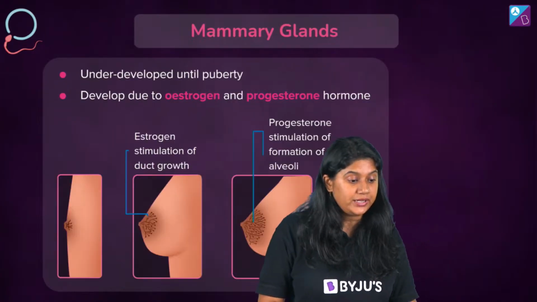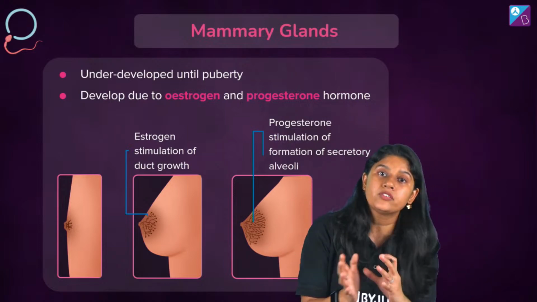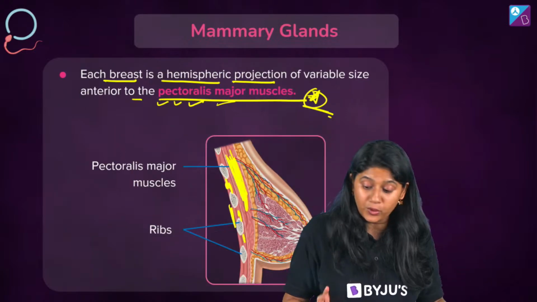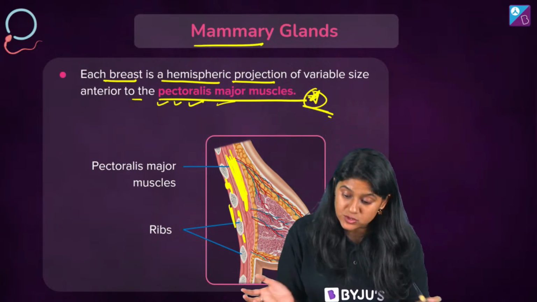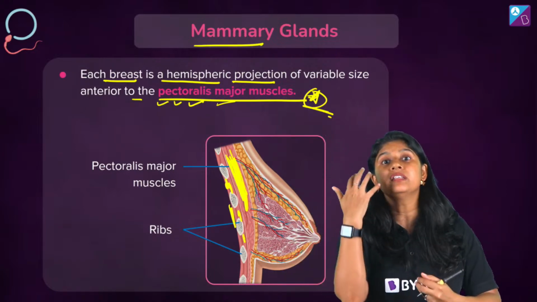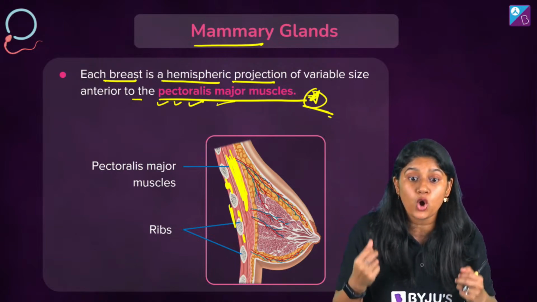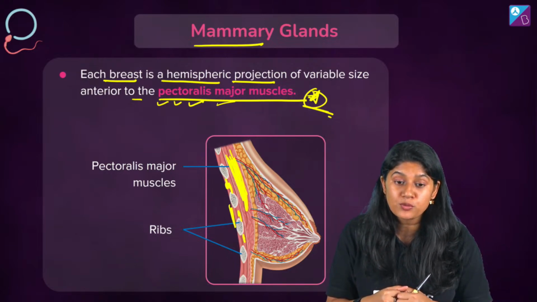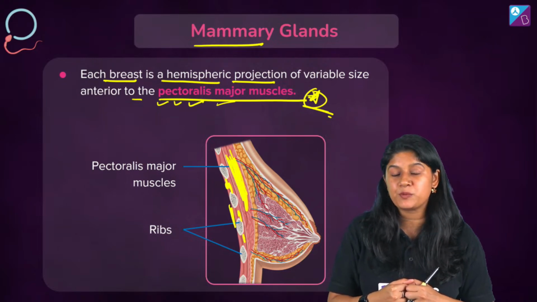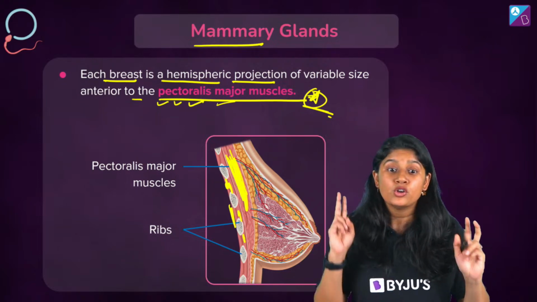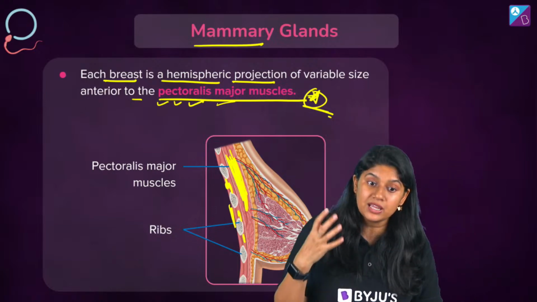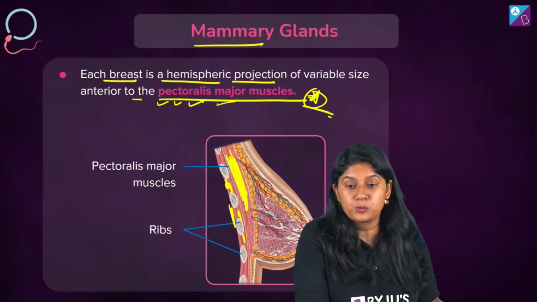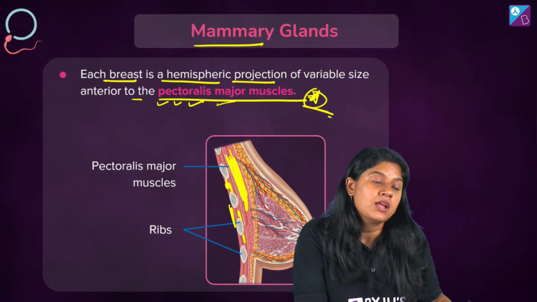We're talking about this, right? Now let's understand how the development happens. There's one very important thing for all of us to remember: the development of the mammary glands begins only after puberty under the influence of two very important hormones. What are those two hormones? In the female reproductive system, of course, we have studied that. Two very important hormones which play a very important role during puberty and the development of the mammary glands.